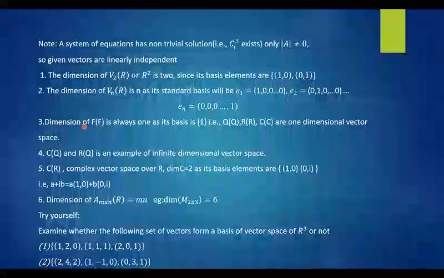C over Q and R over Q is an example of an infinite dimensional vector space.